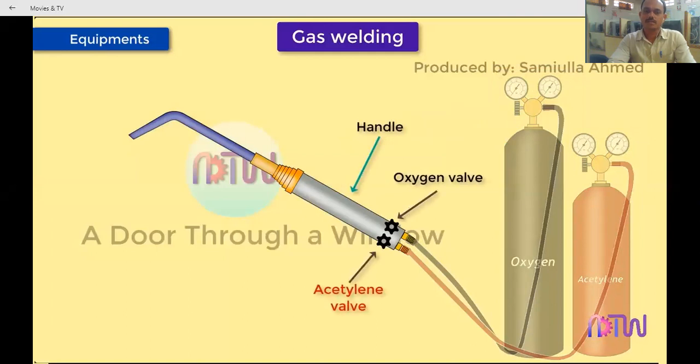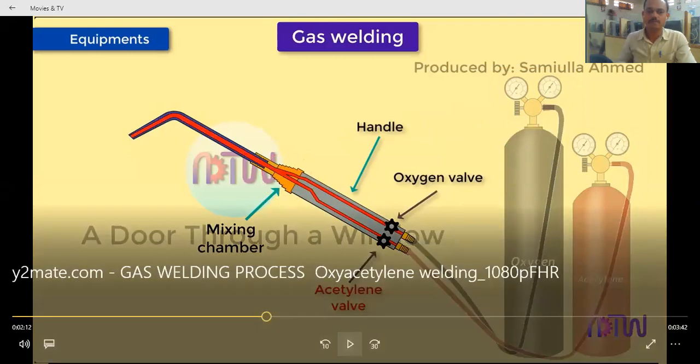So this one is the handle, oxygen valves, and mixing chamber. If you observe here carefully, you will see two pipes. One pipe is attached to the cylinder of oxygen, and it connects to the torch. Another pipe comes from the acetylene cylinder, and it is also connected to the torch.